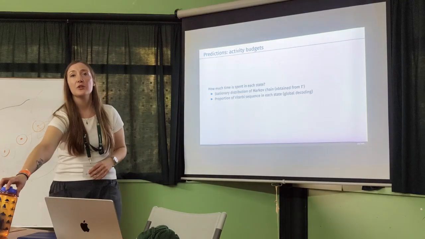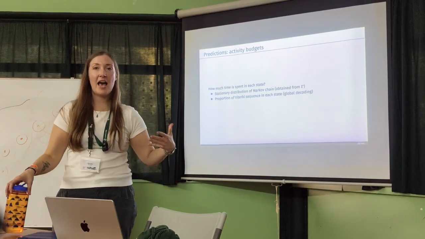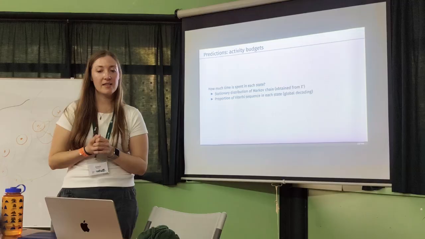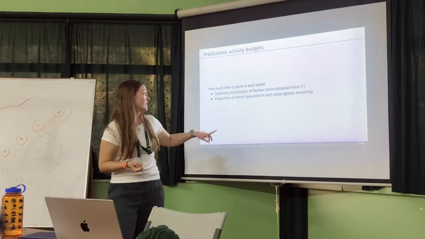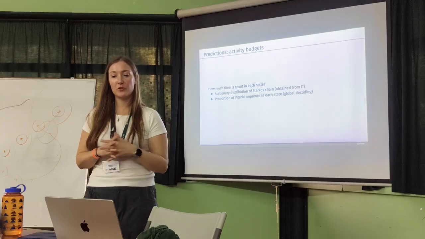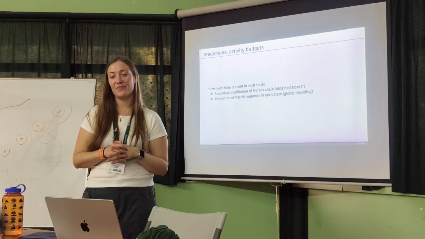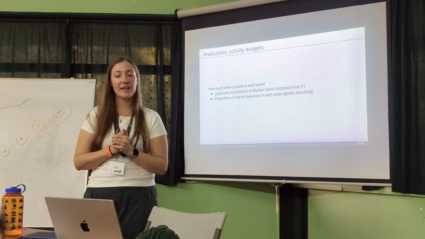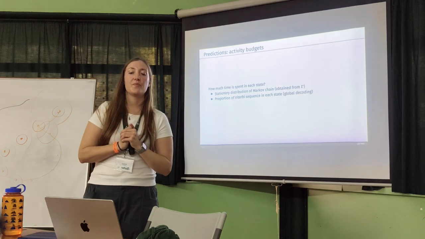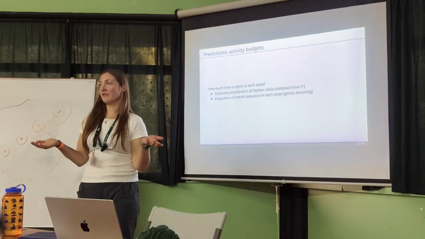Yeah, another thing that people are often interested in is calculating some sort of activity budget, so how much time is spent in each state. One way to do that is to actually calculate directly from the transition probability matrix. You can directly calculate that. Another way is to just take the proportion in each state from the Viterbi sequence.